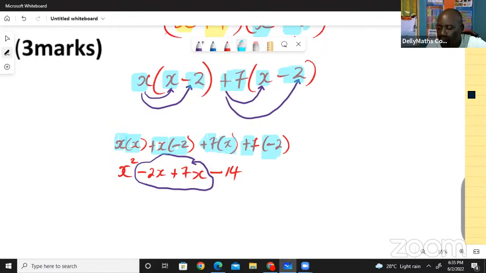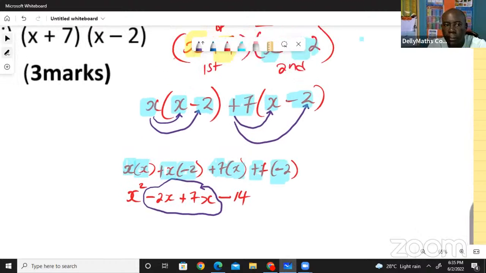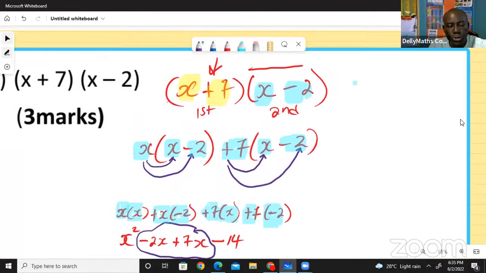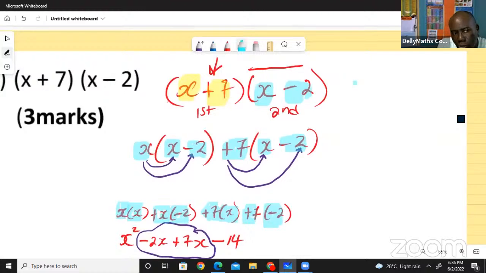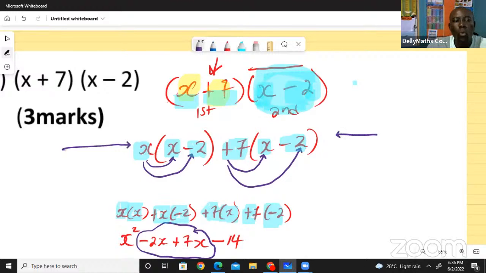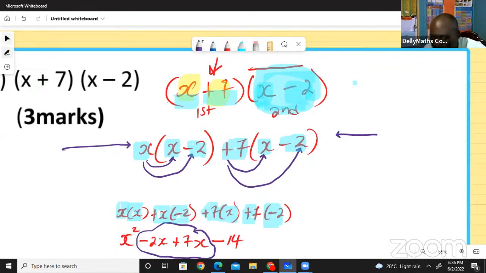Remember, you have to do that based on the principle of multiplying two brackets. You set it up here. Why did we do this? This is the x times all of that bracket over here, and this is the positive 7 times that same bracket here. That's what we did here. So we set it up to work it out. That is the setup for it.